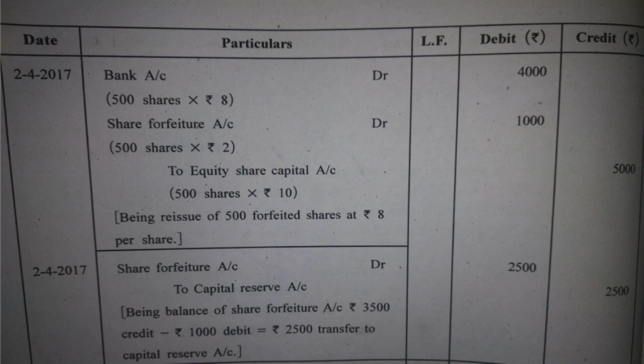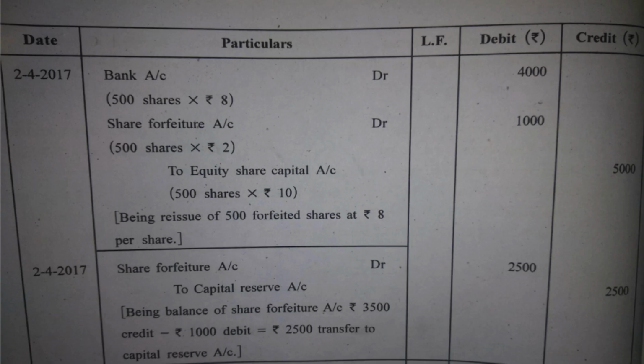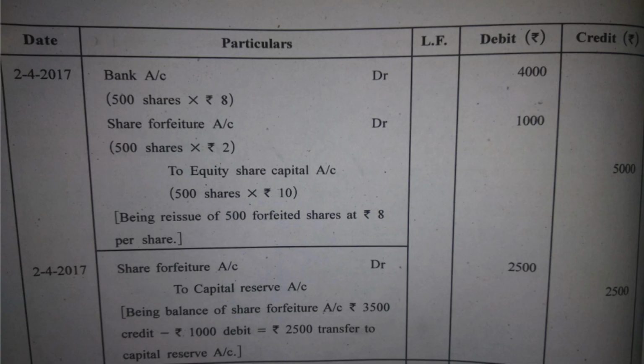Talking about a journal entry. The amount of share forfeiture is to be transferred to capital reserve account. Which amount is this? This is the amount that was received from the shareholder whose shares have been forfeited by the company. So this excess amount is to be transferred to capital reserve account, of which 1000 rupees has been utilized for discount and remaining 2500 rupees have been transferred to capital reserve account. This journal entry is to be written in each and every sum after the journal entry of reissue of shares.